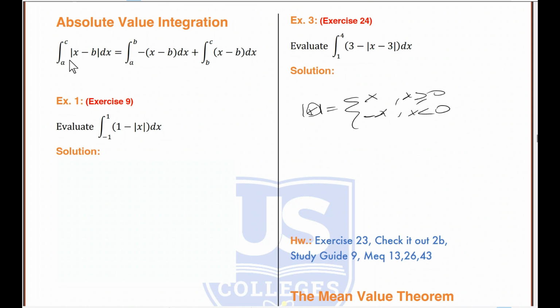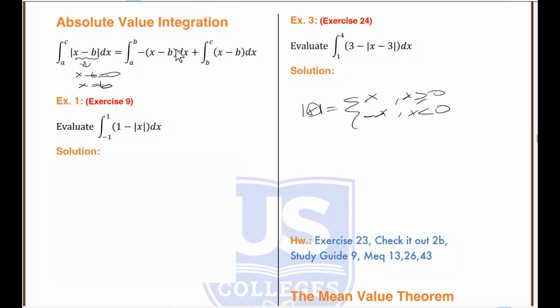In order to find integral of absolute value x minus b dx from a to c, first thing to do is, as we did in writing absolute values as piecewise, find the critical value. Find the value that makes absolute value 0. What makes absolute value 0? X being equal to b makes absolute value 0. So we are gonna break the integral up into two pieces. Integral from a to this critical value plus integral from this critical value to the upper bound. Okay, lower bound to the critical value plus critical value to the upper bound.